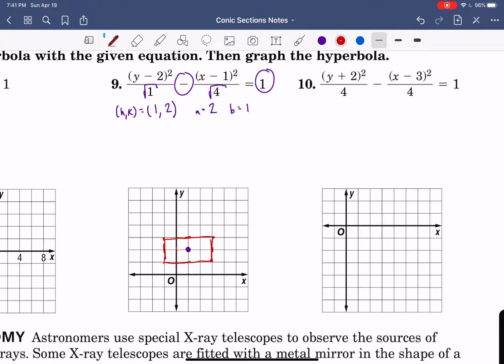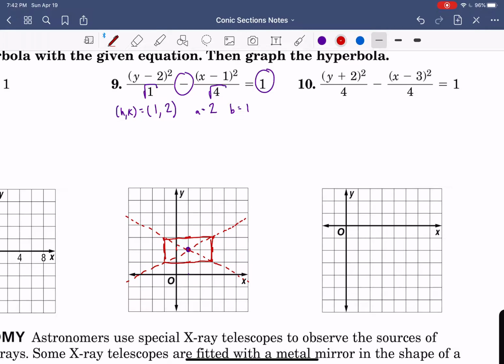All right. And then we can draw our asymptotes. That's step 3. All right, being careful to try to make it as perfect as possible so it goes through the center and through the corners of the box. All right, so we have our asymptotes.